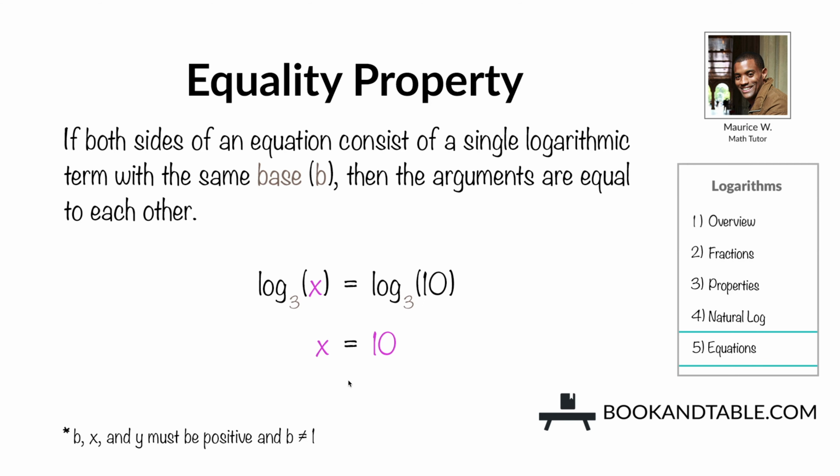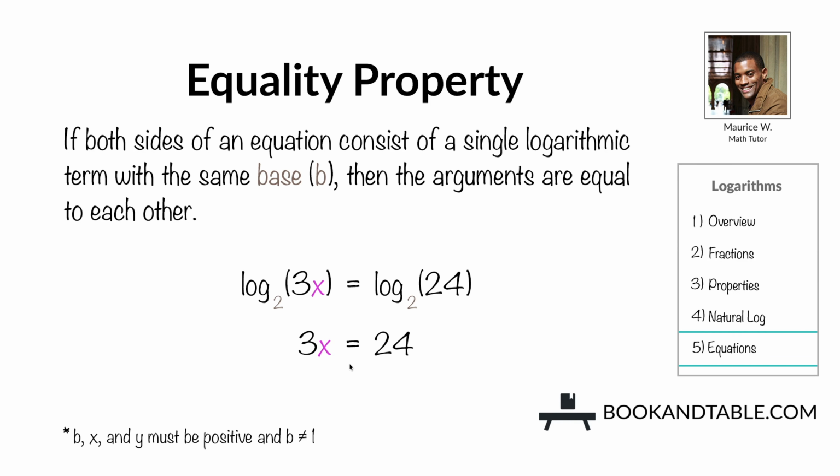So let's say we were given log base 3 of x is equal to log base 3 of 10. Since we have a log on both sides with the same base, we can set x, the argument on the left side, equal to 10, the argument on the right side, and thus x is equal to 10.